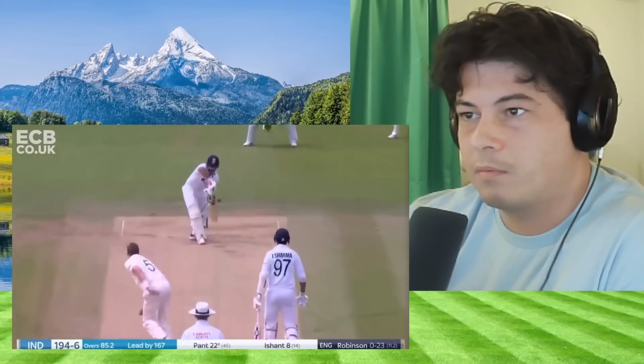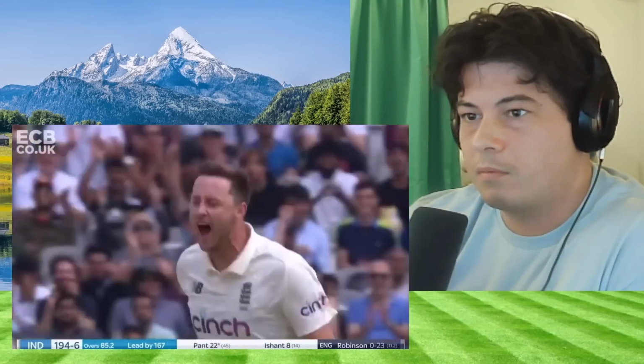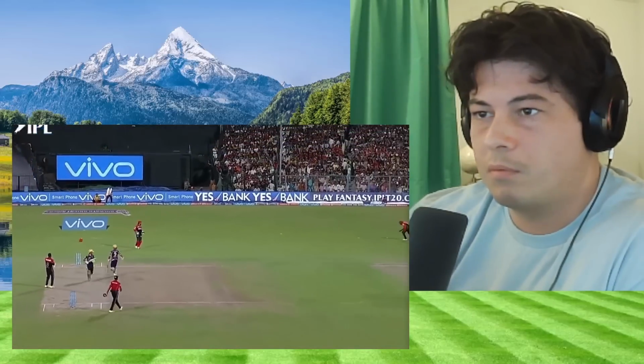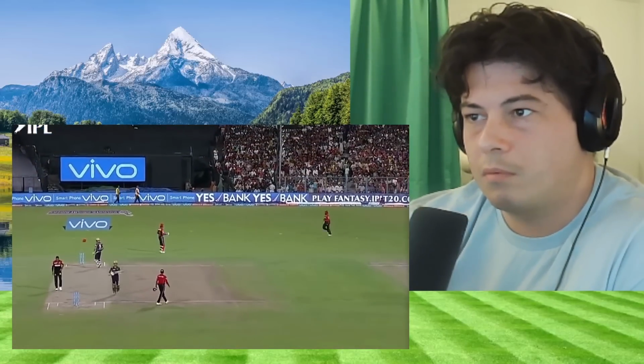An easy way to know whether you're watching a test match or a limited overs match is whether the teams are wearing white or colors. And if you are watching a professional match, you're almost definitely watching a T20 match.